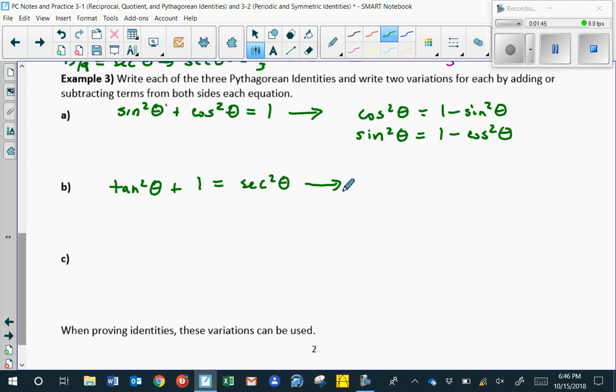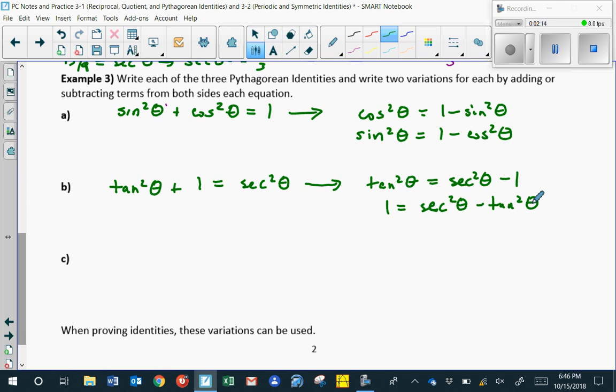We can write two variations of this. If we were to subtract 1 from both sides of the equation, we would get tangent squared of theta is equal to secant squared of theta minus 1. If we were to subtract tangent squared from both sides, we would get 1 is equal to secant squared of theta minus tangent squared of theta.